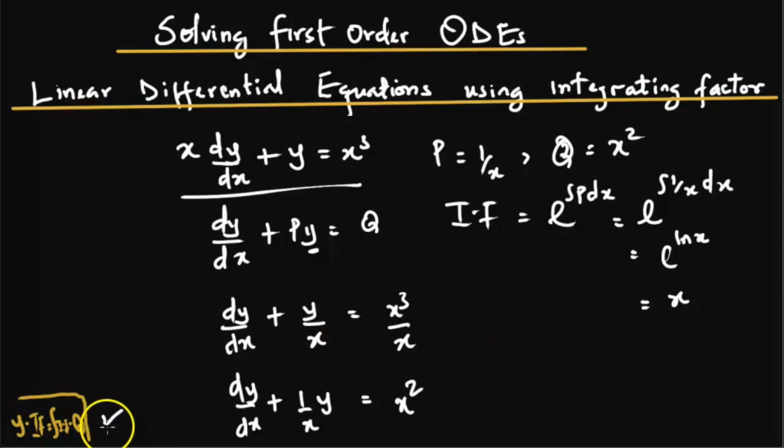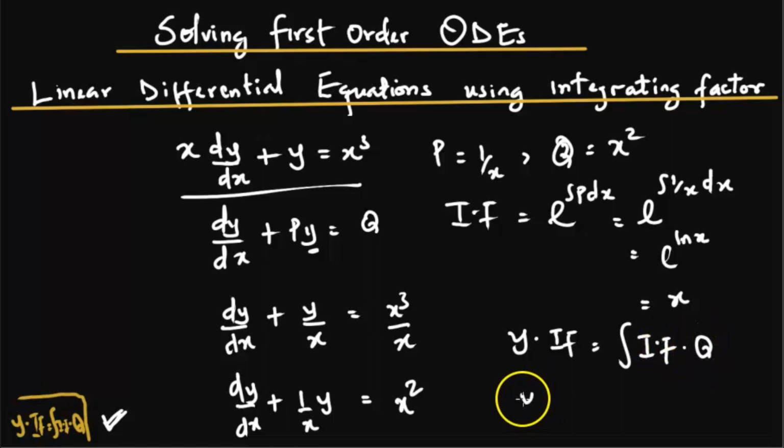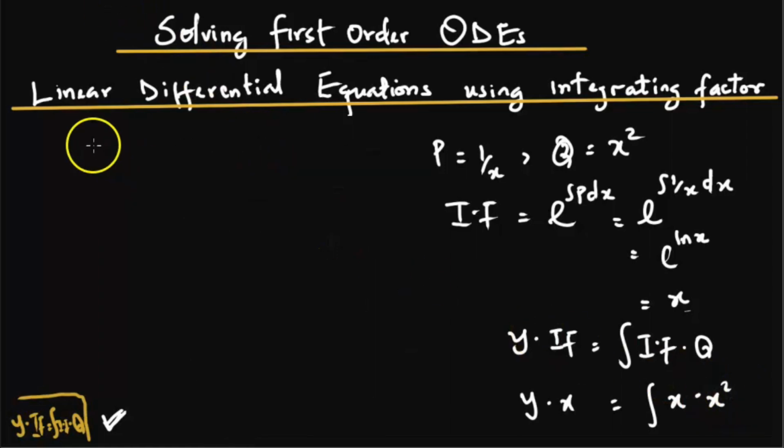Now I can easily apply the formula. So the formula says y multiplied by integrating factor equals the integral of integrating factor times q. And so I have y multiplied by, what is my integrating factor? x, equals the integral of x times, what is my q? My q is x squared. And then I have xy equals the integral of x cubed dx.